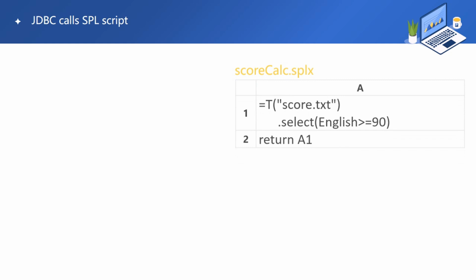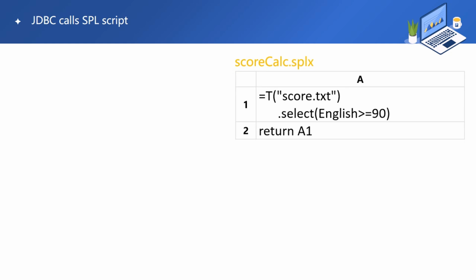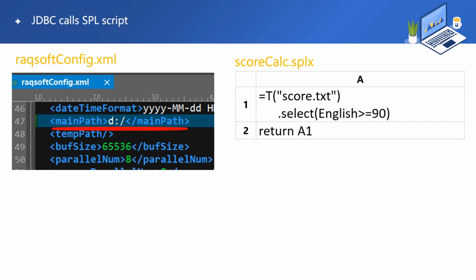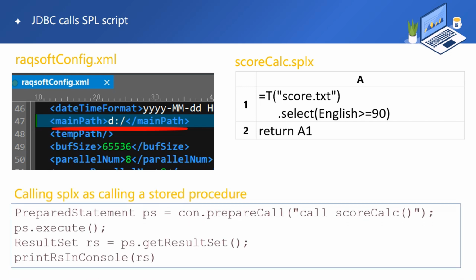Then look at the way to call an SPL script. Save the SPL program as a SPLX script file, here saved as scorecalc.splx. Put the script file into the main directory of SPROC. Then you can call these scripts like using JDBC to call stored procedures. Executing call scorecalc calls and executes scorecalc.splx. Return the result set to result set.